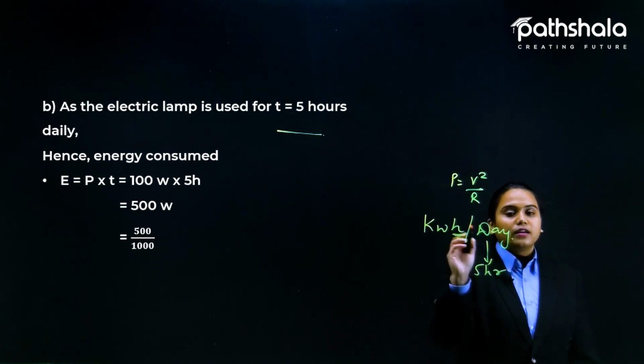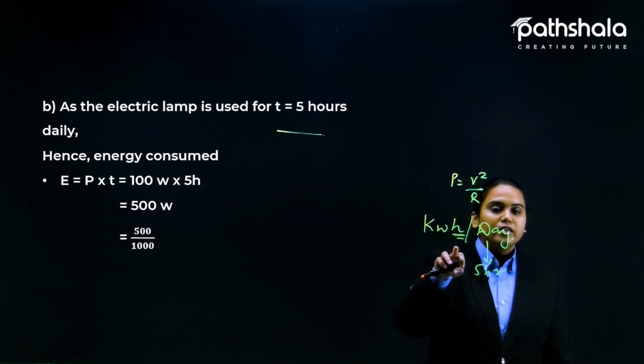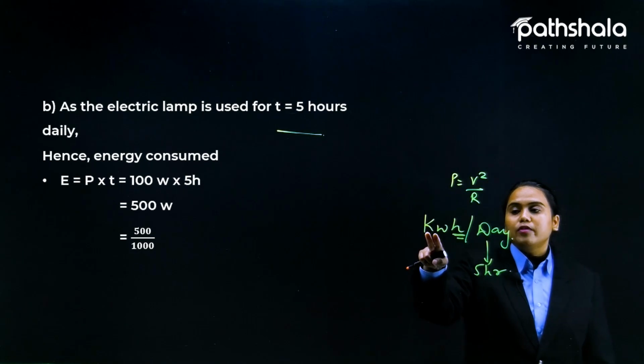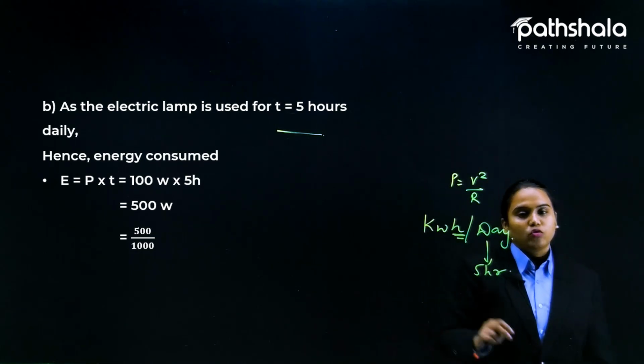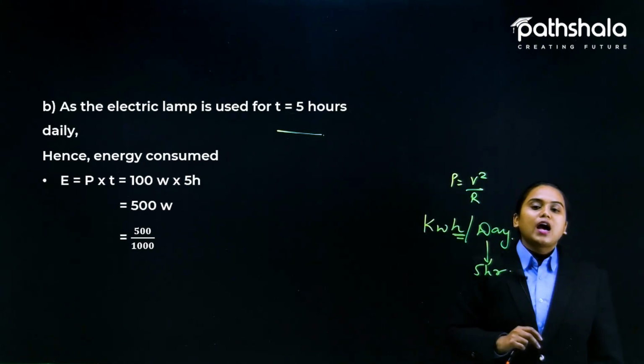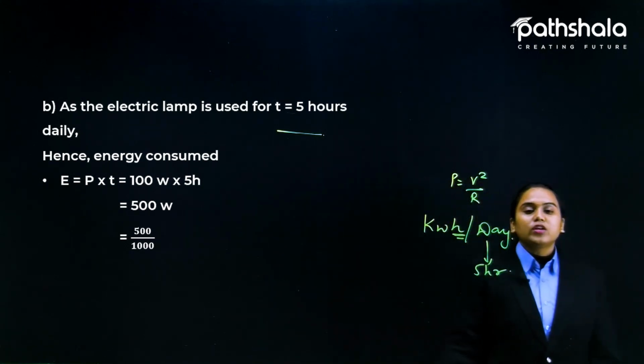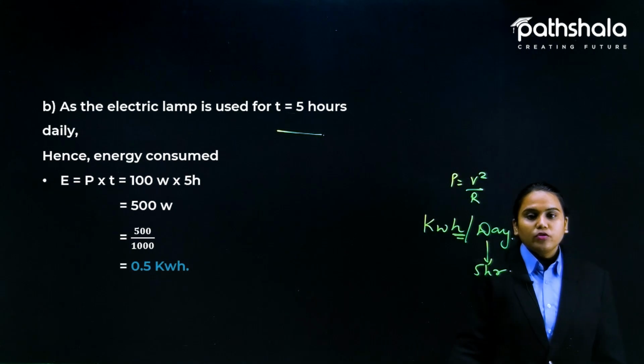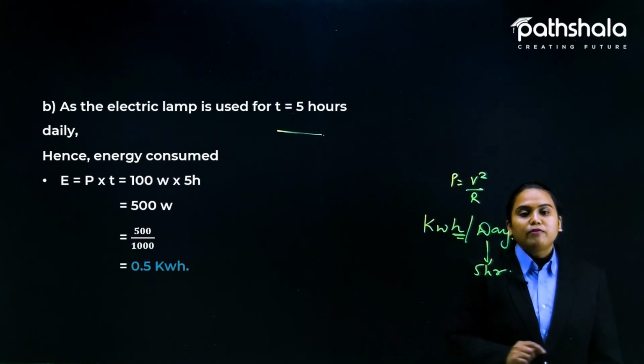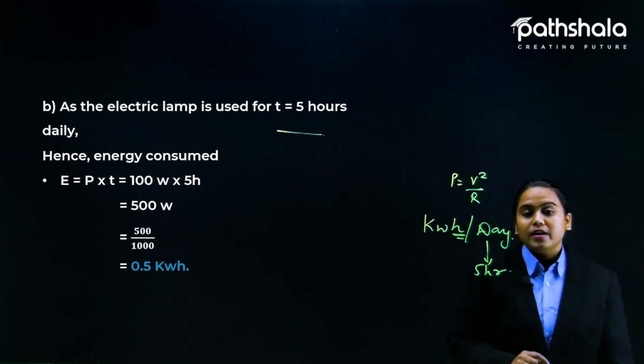So with that, it is done here. We need to convert the watt value into kilowatt. So 100 watt is the term here. 100 divided by 1000 will give you the kilowatt value. So now you have 0.5 kilowatt hour per day value.